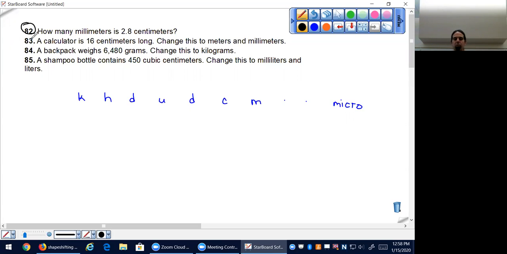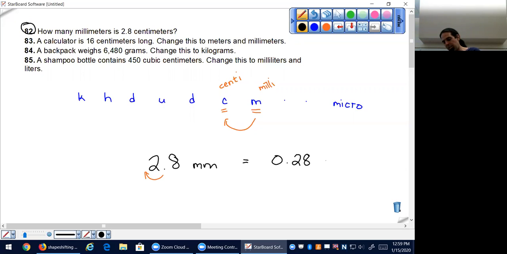How many millimeters? So I'm starting at millimeters. This is the milla, right? Is 2.8 centimeters. So I'm going to centimeters. So I am going one scoot to the left. So all I have to do is take my 2.8 and do one scoot to the left. And I'm done.